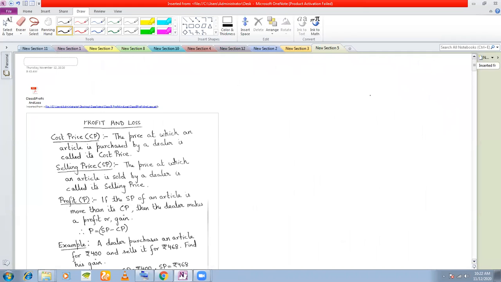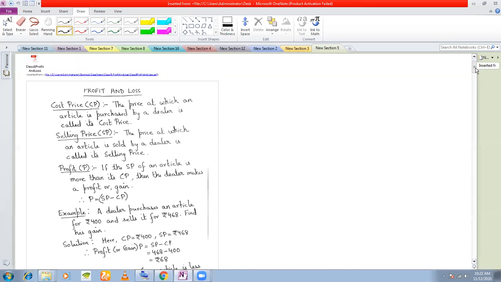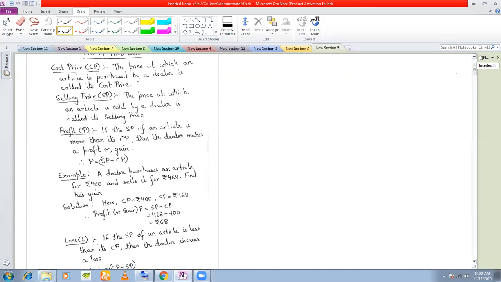Percentage over. Let us now start with profit and loss. It is actually a part of percentage only. Now in profit and loss, we have a cost price, we have a selling price. You already know all this. Suppose I am a shopkeeper, the price at which I am purchasing a certain article is called the cost price. Now this same article, if I'm selling it, that is called the selling price.